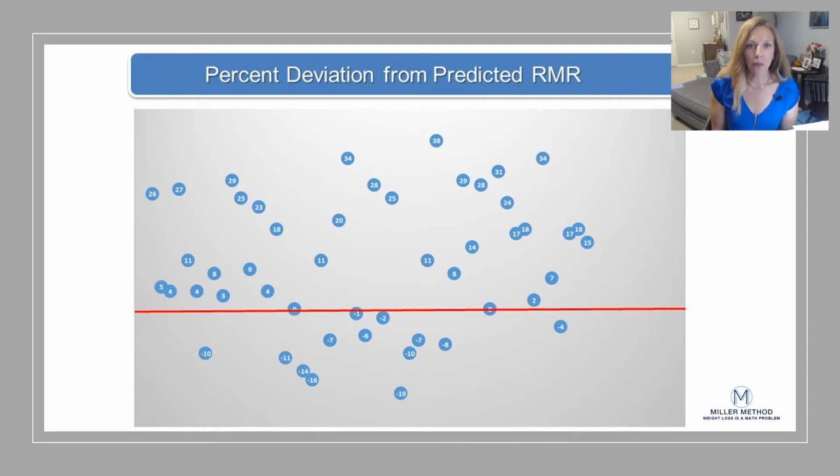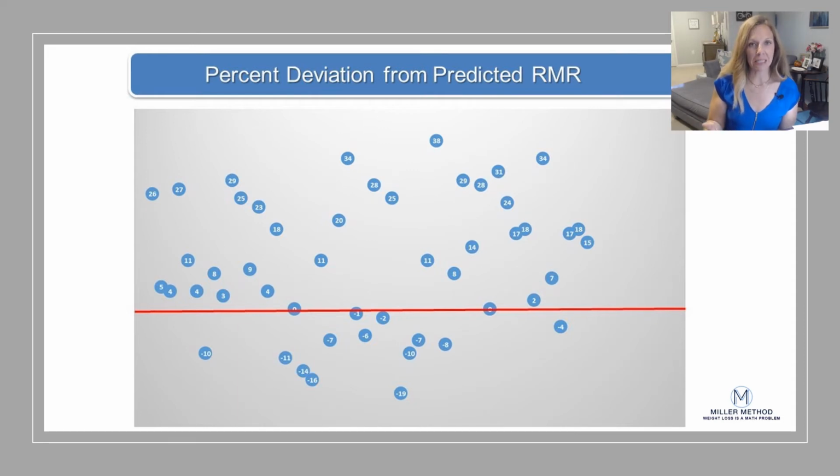So looking at this scatter plot here, the red line that you see represents the predicted metabolism. Okay, so it would be 0. So if a person came in and had an actual measured metabolism that equaled their predicted value, they would be represented as a 0. They would be on the red line. Each little blue circle that you see is a client. And then the number inside the blue circle represents the percent deviation from the predicted value.